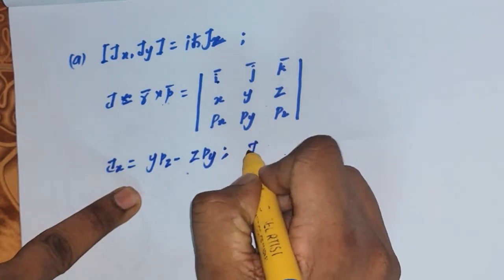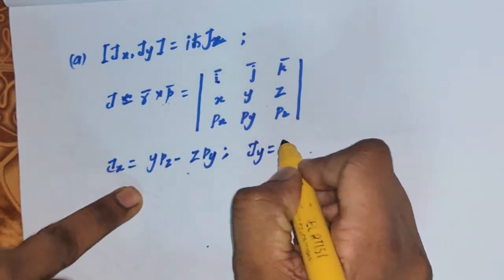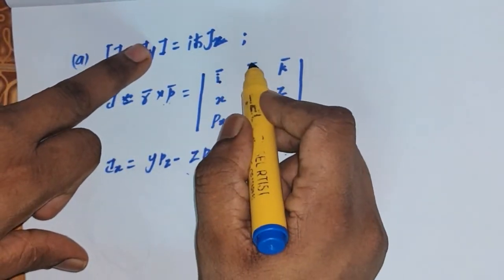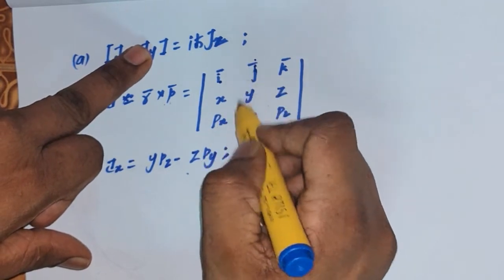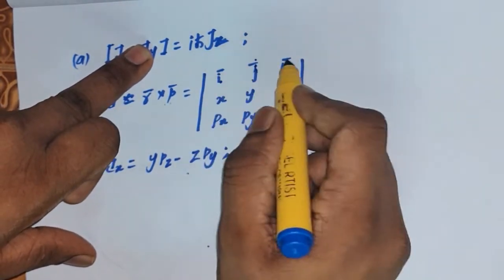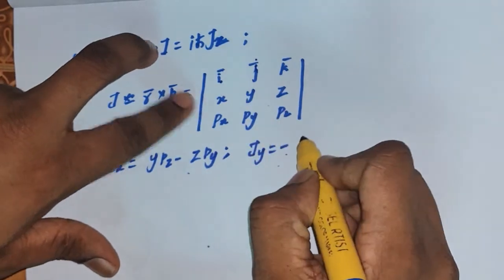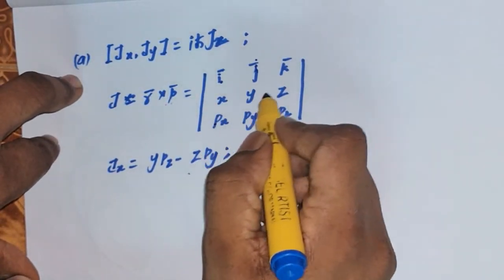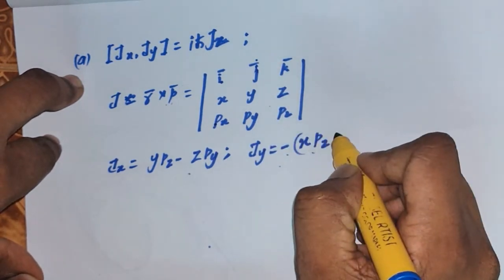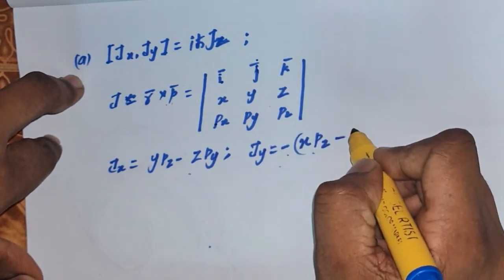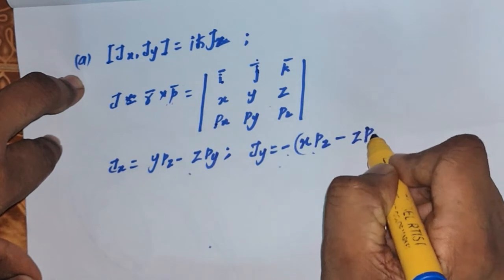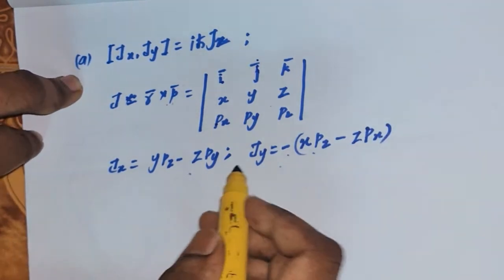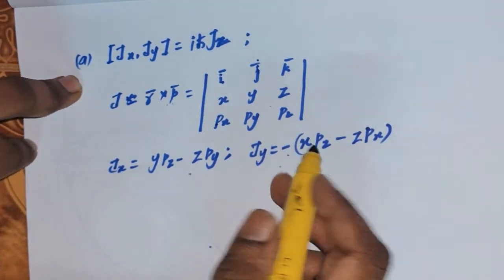If you want the Jy angular momentum, you have to put the minus sign because we are taking the determinant for the central element. Then leaving its column and row, it will give x pz minus z px. So this is the Jy angular momentum.